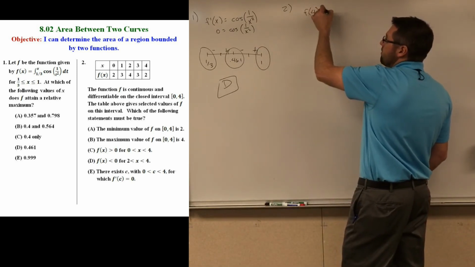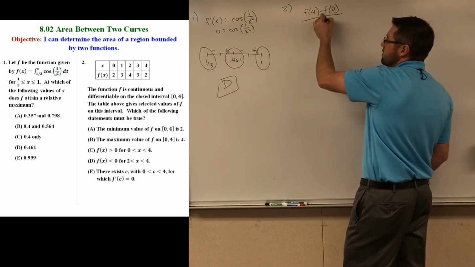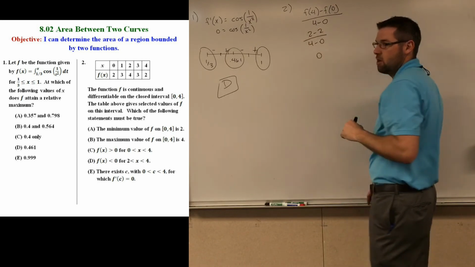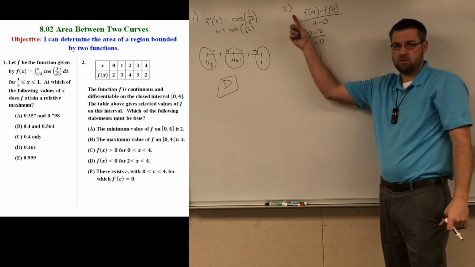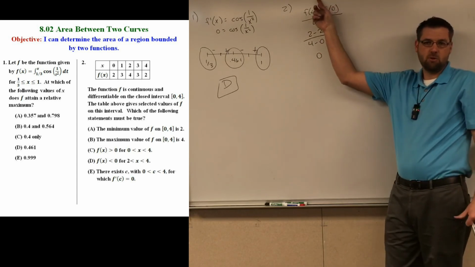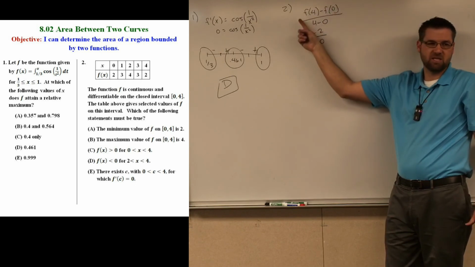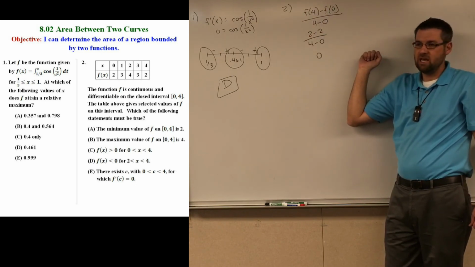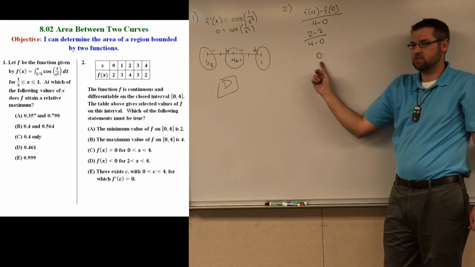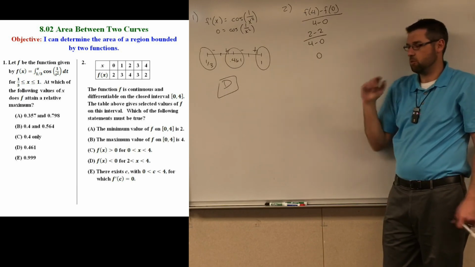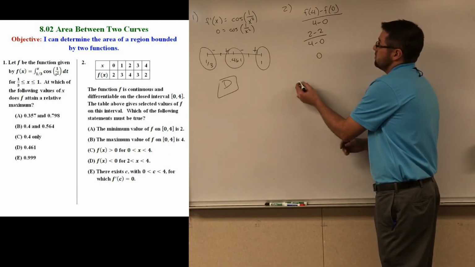f of 4 minus f of 0 over 4 minus 0. So what is that? That's 2 minus 2 over 4 minus 0, which is 0. So what did we just find? The average slope, the slope of the secant line, right? And what can we say? Since the slope of the secant line is 0, somewhere between 0 and 4, there's an x value, we call it C, where the slope will be 0.